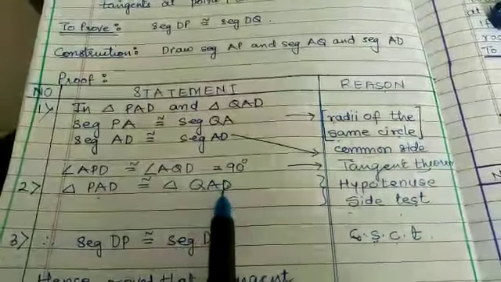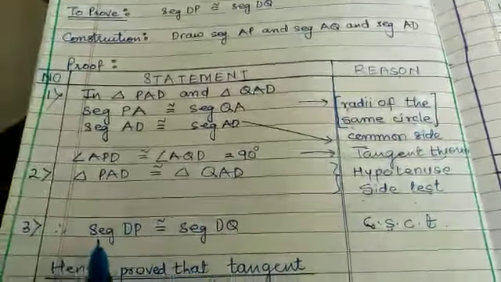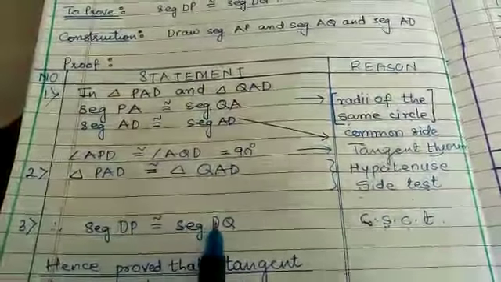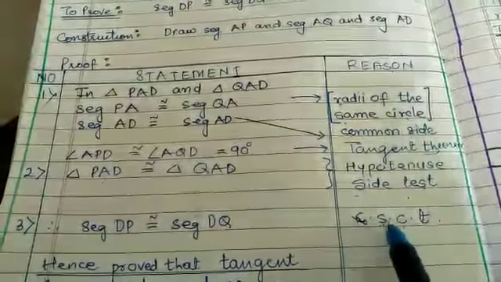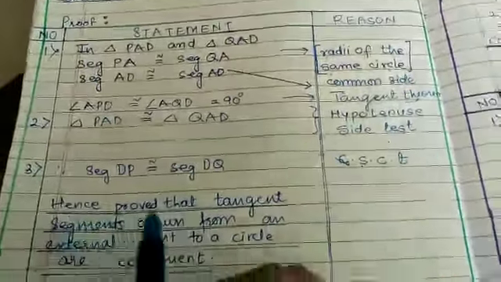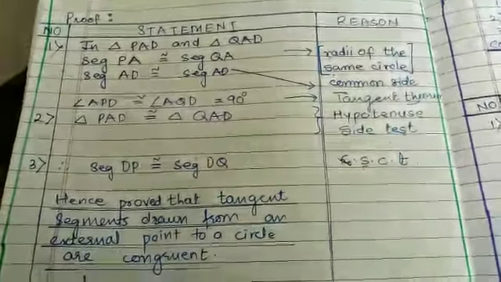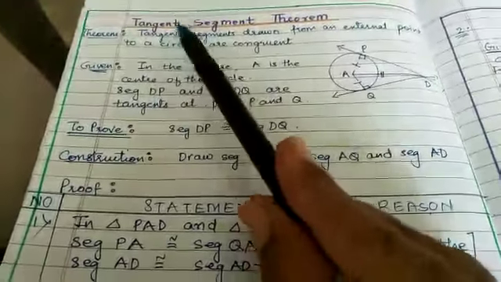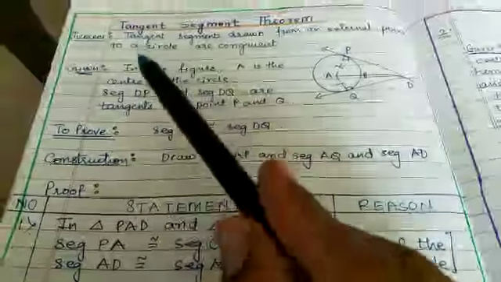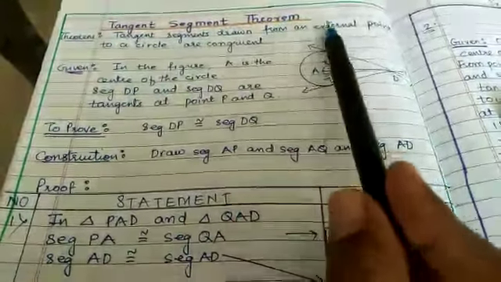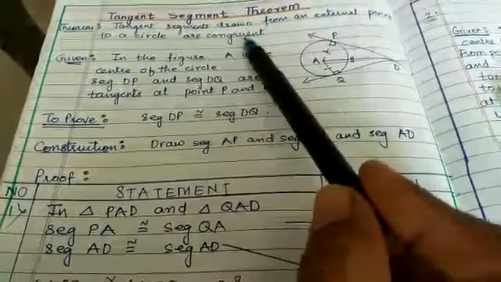ट्राइंगल PAD और ट्राइंगल QAD कॉन्ग्रुएंट है, इसलिए हम कह सकते हैं कि सेगमेंट DP एंड सेगमेंट DQ भी कॉन्ग्रुएंट है. रीजन करस्पॉन्डिंग साइड्स ऑफ कॉन्ग्रुएंट ट्राइंगल्स. Hence proved that the tangent segments drawn from an external point to a circle are congruent. So this theorem is also very important theorem, students. Tangent segment theorem. The statement is tangent segments drawn from an external point to a circle are congruent.